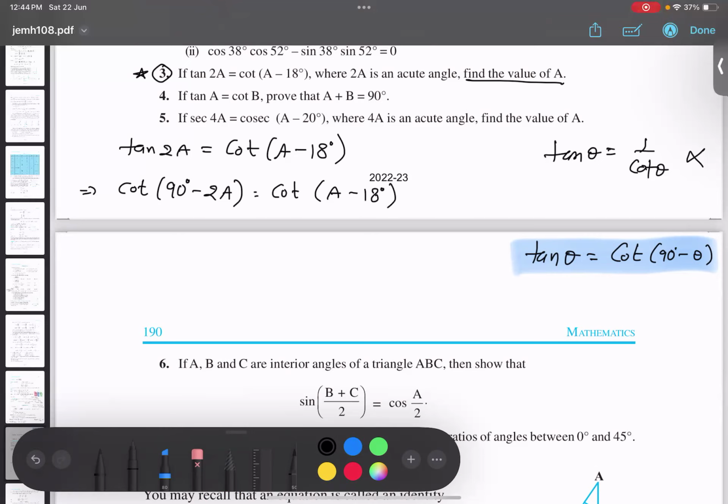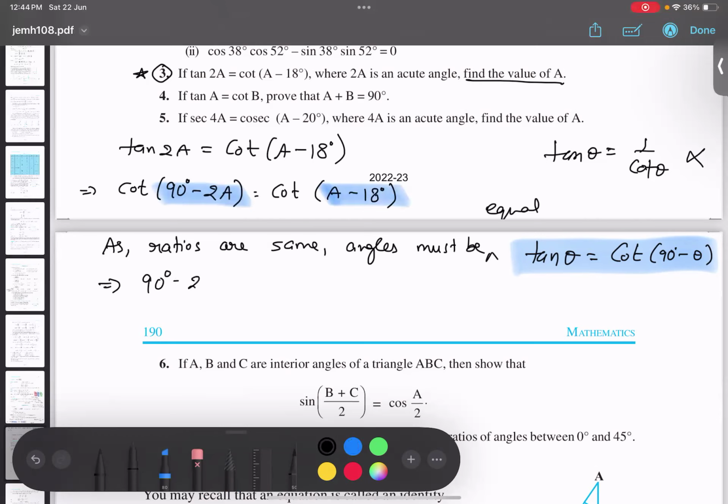Now in this case, what has happened? Cot and cot are equal. I will write a very simple statement: ratios are same, angles must be equal. Understood? So the angles must be equal. That means this should be equal to this. 90 minus 2A equals A minus 18.